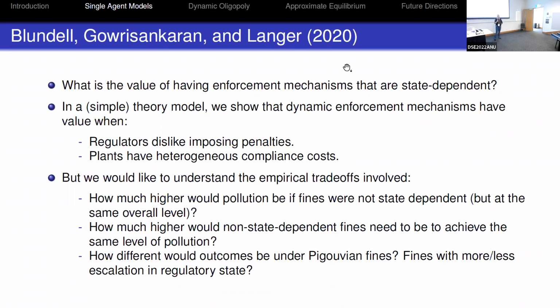This is key. There's no necessary reason why we should think that the EPA doesn't like imposing fines. In fact, talking to some tax attorneys in the US, they think this isn't the right model for tax enforcement because they think the IRS does like imposing fines. But the EPA, particularly given the political economy of it, is not in the business of shutting firms down.